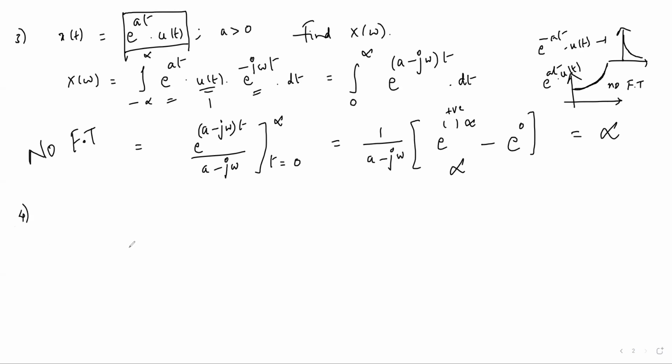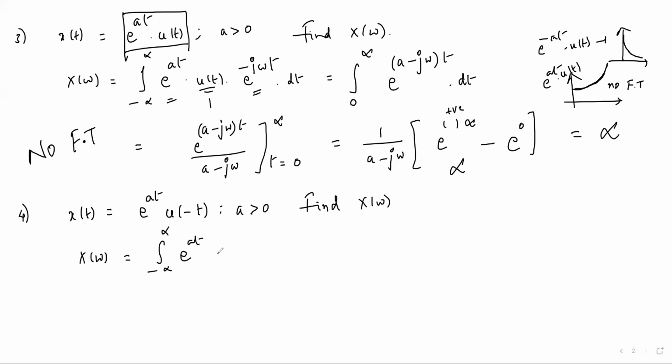Fine. One more signal here. Observe one more exponential I will give. E to the power of at, observe this one. E to the power of plus at u of minus t. This time u of minus t, take it. At a value as usual, it is greater than 0. Find the Fourier transform of this. Let's find x of omega for e to the power of at u of minus t. Let us take x of omega is integral minus infinity to plus infinity e to the power of plus at u of minus t and e to the power of minus j omega t dt.